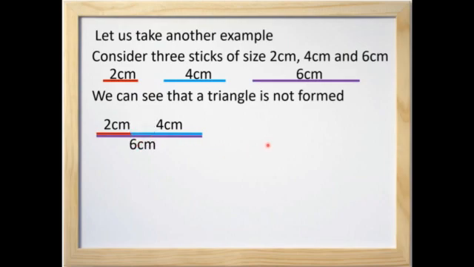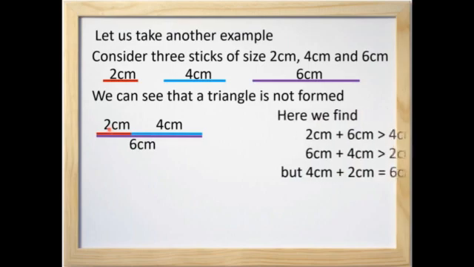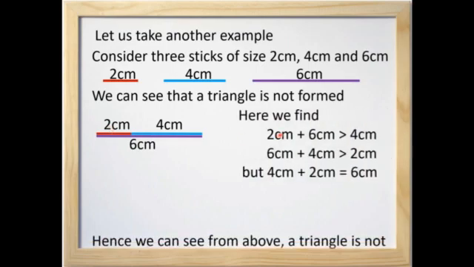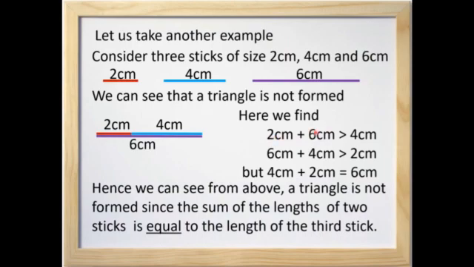You can see from this that when we are adding sticks of 2 cm and 6 cm, we get 8 cm. This is greater than the third stick of 4 cm. And when we are adding the sticks of size 6 cm and 4 cm, we get 10 cm. This is also greater than the length of the third stick. But when we are adding the lengths of two sticks, that is 4 centimeter and 2 centimeter, we are getting 6 centimeter, and this 6 centimeter is equal to the length of the third stick.